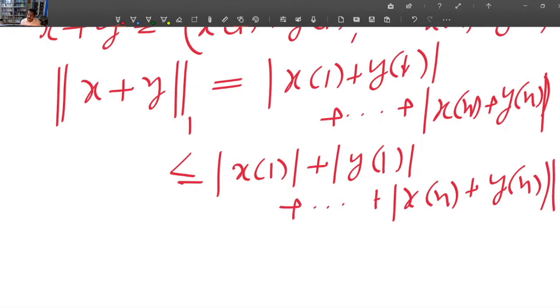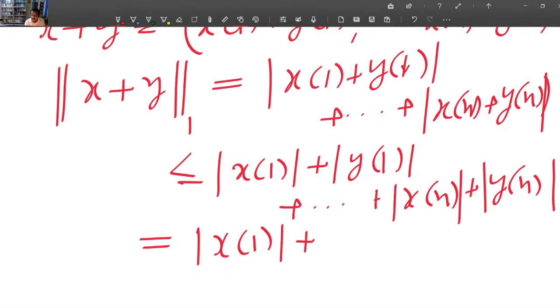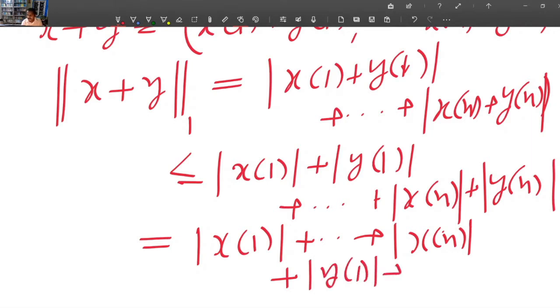Modulus of x of n plus y of n. So this is modulus of x of n plus modulus of y of n. And this is equal to modulus of x of 1 plus etc. plus modulus of x of n, plus modulus of y of 1 plus etc. plus modulus of y of n.